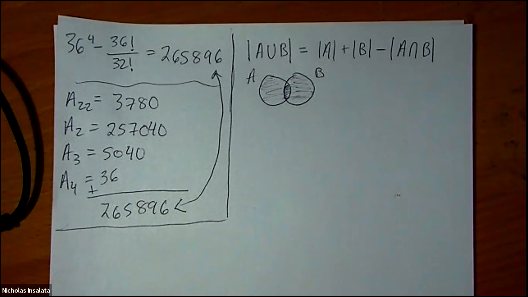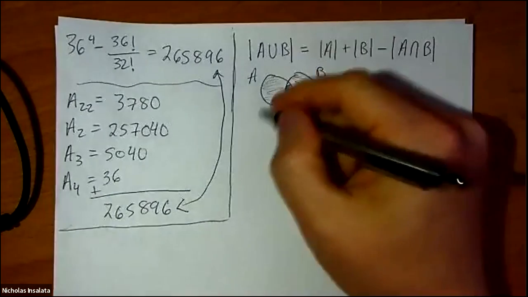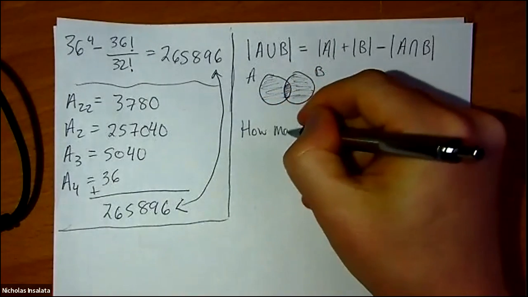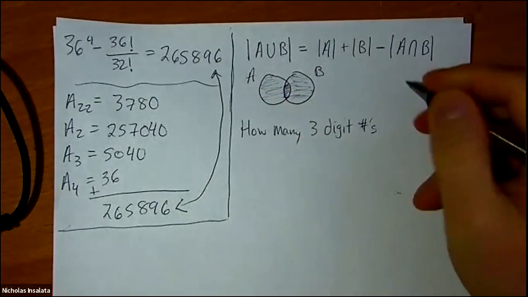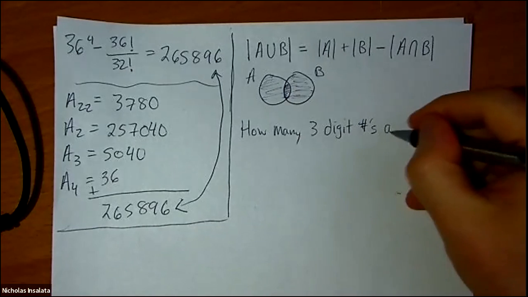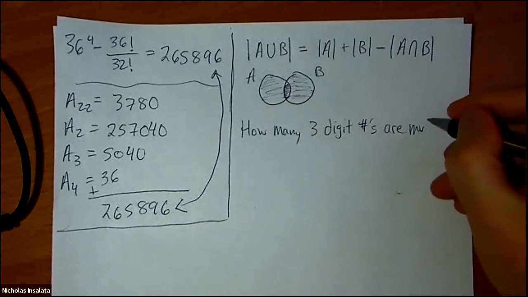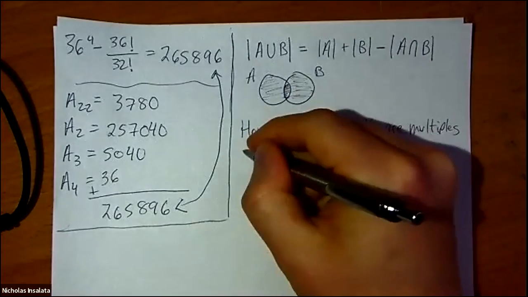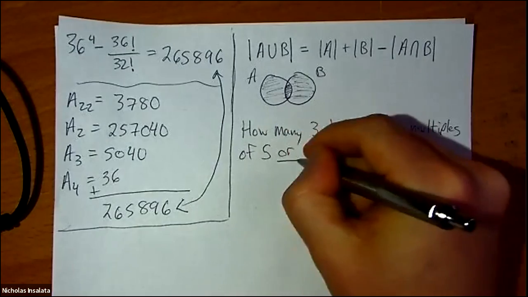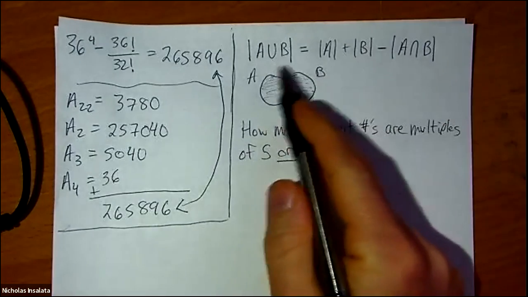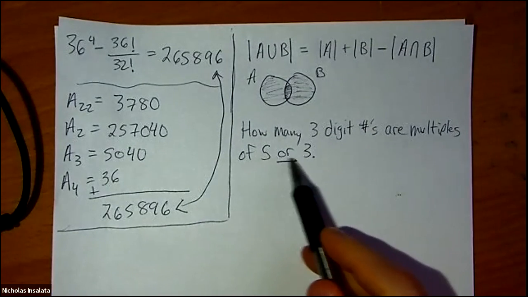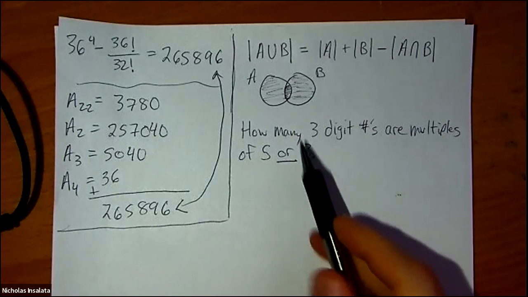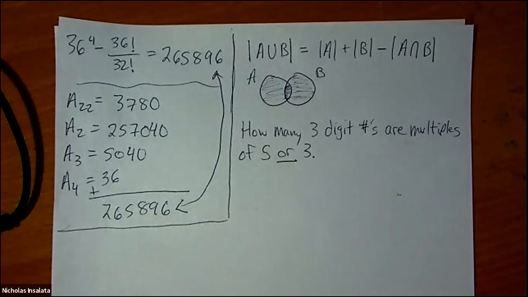Okay. So let's do an example. So we'll do a real union here. Let's say, how many 3-digit numbers are multiples of 5 or 3? Notice I said or. That's why we're doing a union here, right? Set A will be the numbers that are multiples of 5. Set B will be the numbers that are multiples of 3. And there will be some overlap between those. What will be in the overlap?